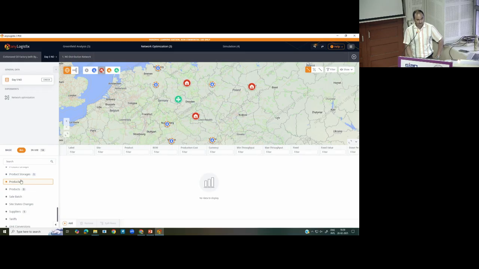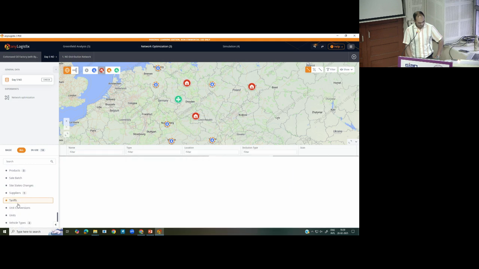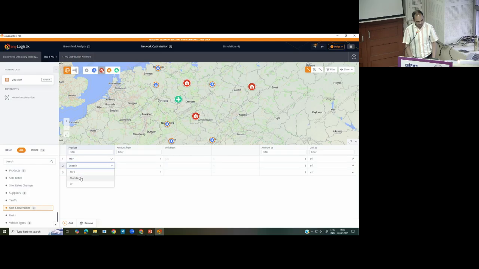Production, do you need the production? We don't need it. Products, sales batch, site state changes, suppliers, tariffs, unit conversion. Do you need the unit conversion? Yes, we need the unit conversion. Why? Because each unit is given in pieces and we want to convert into the what? Cubic. Yeah, meter cubic. That's why 0.1, 0.1.